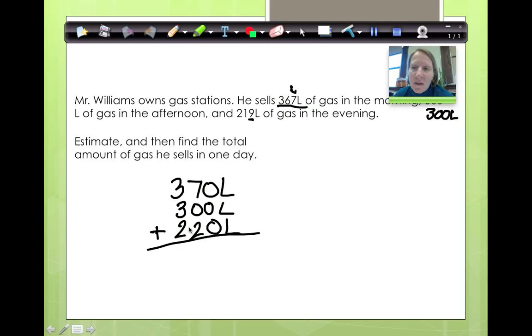Okay, here we go. Let's add them up. 0 plus 0 plus 0 is 0. 7 plus 0 is 7. Plus 2 is 9. 3 plus 3 is 6. Plus 2 is 8. 890 liters. Okay, so he makes approximately 890 liters a day.